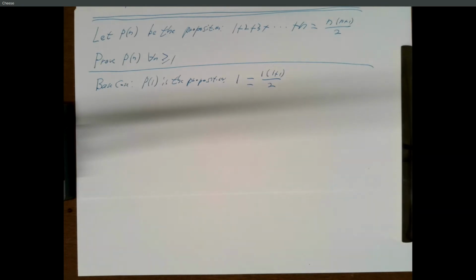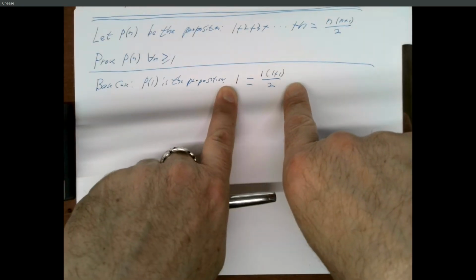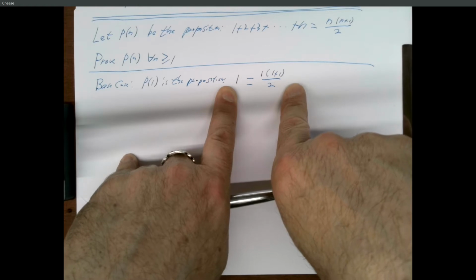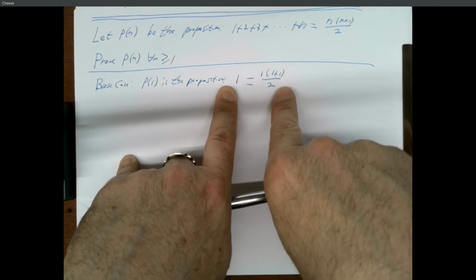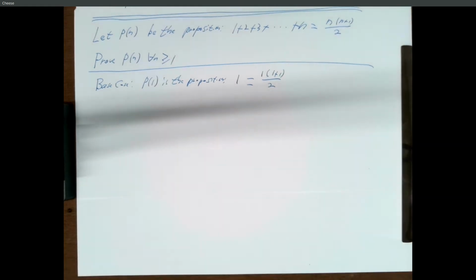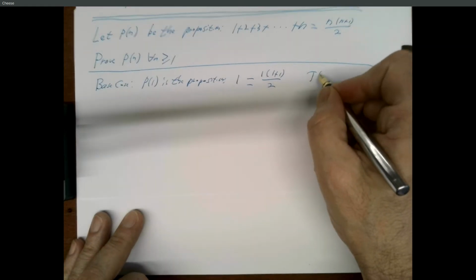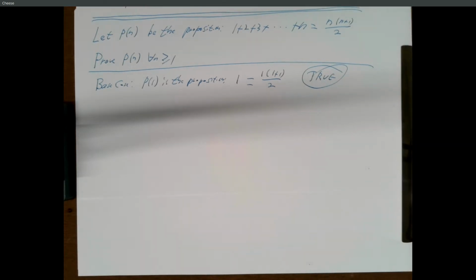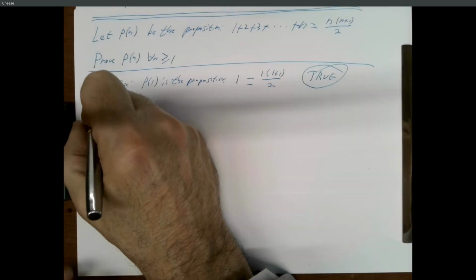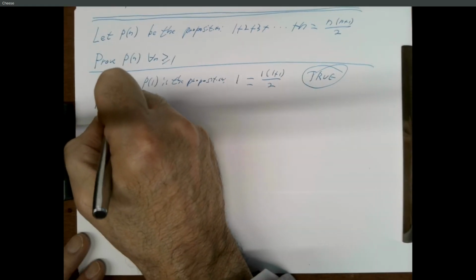The proposition that 1 is equal to 1 times 1 plus 1 divided by 2. Is this proposition true or false? Is 1 equal to 1 times 1 plus 1 over 2? That's true, right? 1 times 2 divided by 2, that's just 1. 1 is equal to 1. This is true just by pulling out our calculator or something. So P of 1 is true. We have a base case. So prove the following.